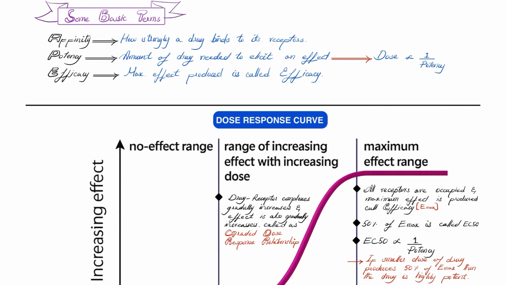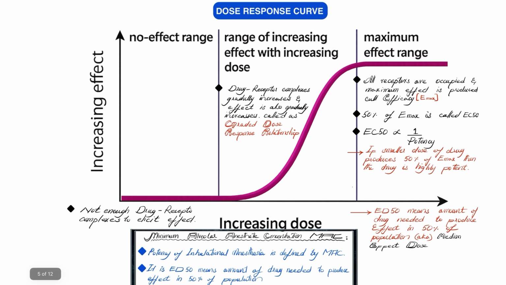Now, the dose response curve. Along the x-axis we have increasing dose, and along the y-axis we have increasing effect. As you see at this point, there are not enough drug receptor complexes to elicit an effect. As we increase the dose, there is no increase in the effect. Why? Because there are not enough drug receptor complexes. Then, as the dose increases, there is a gradual increase in the effect as well.